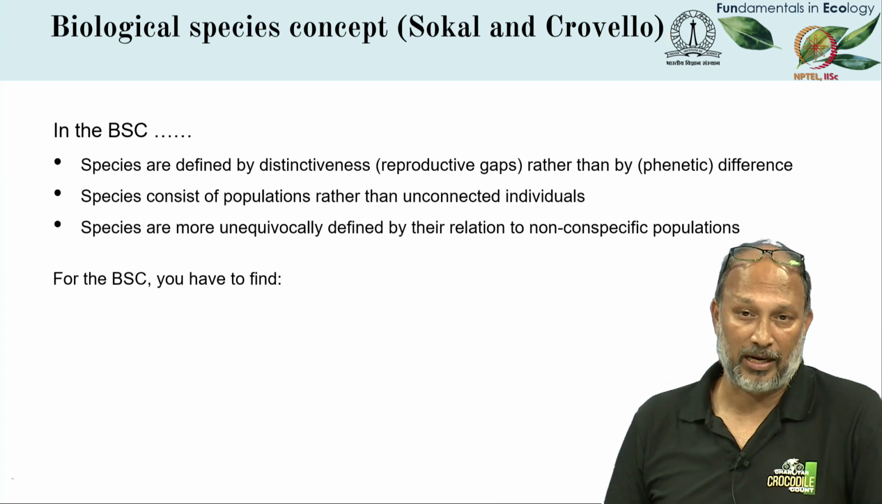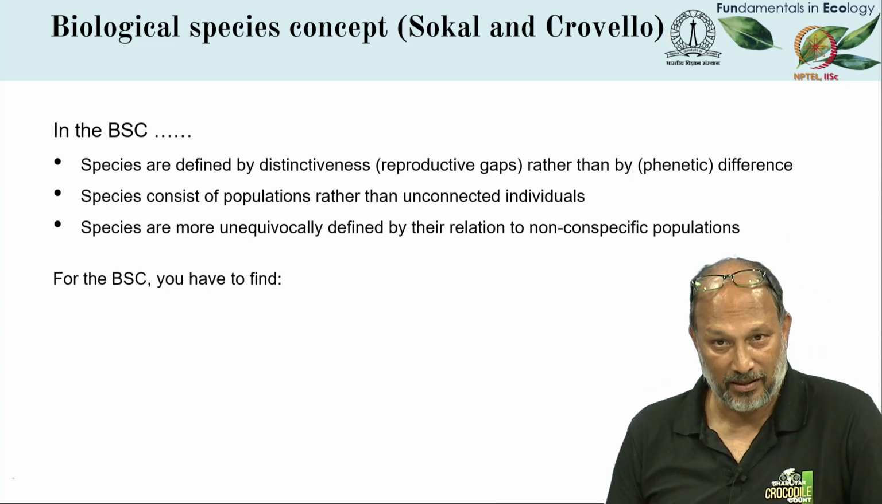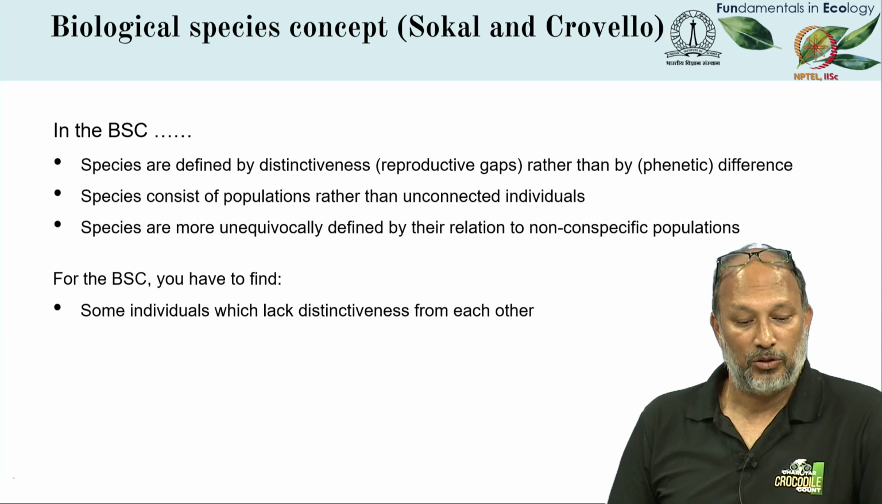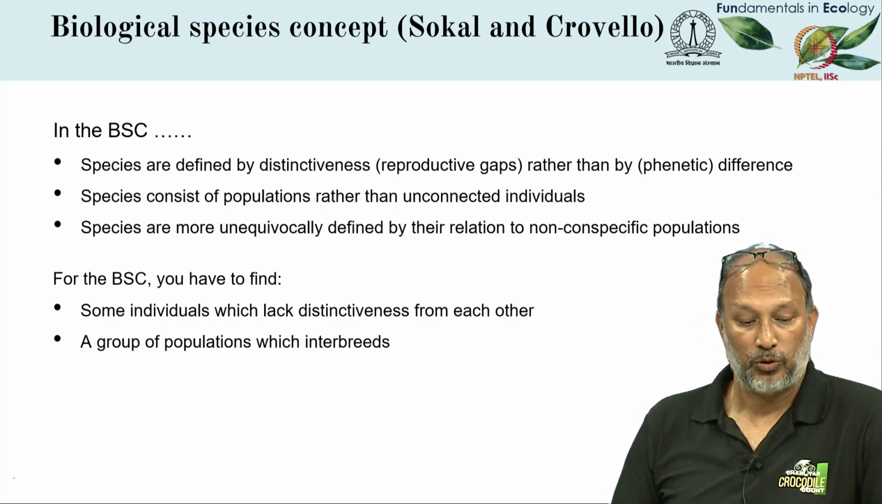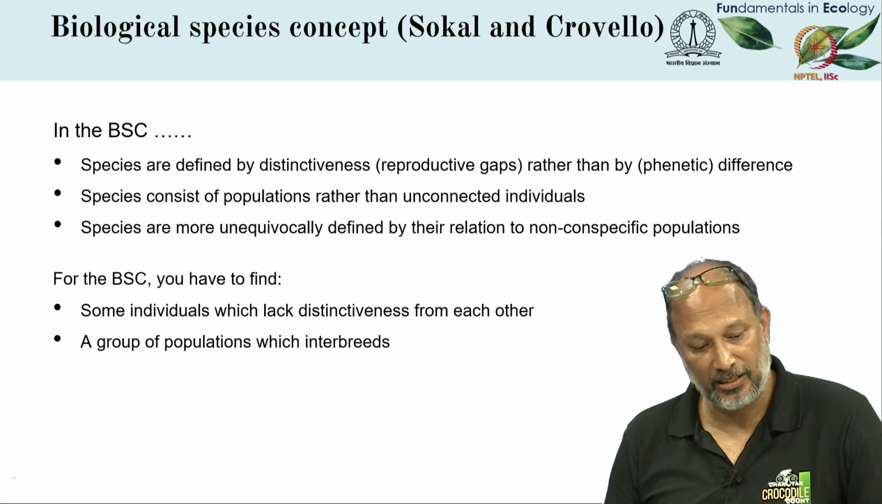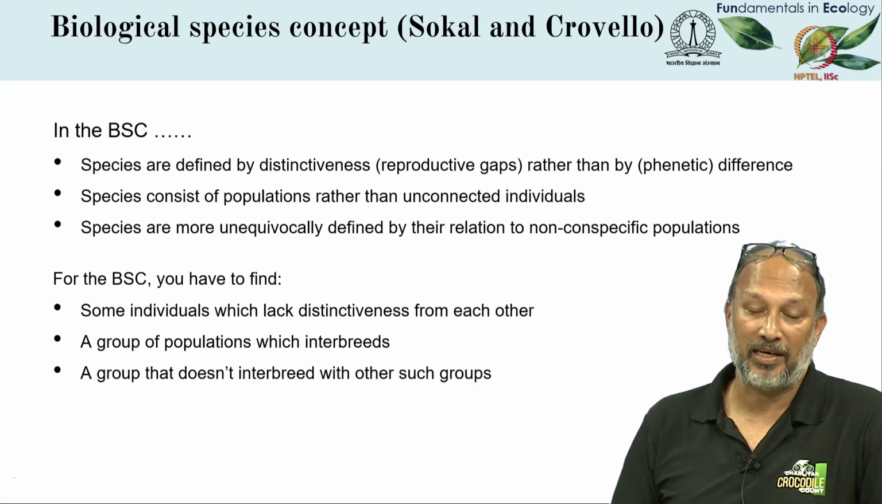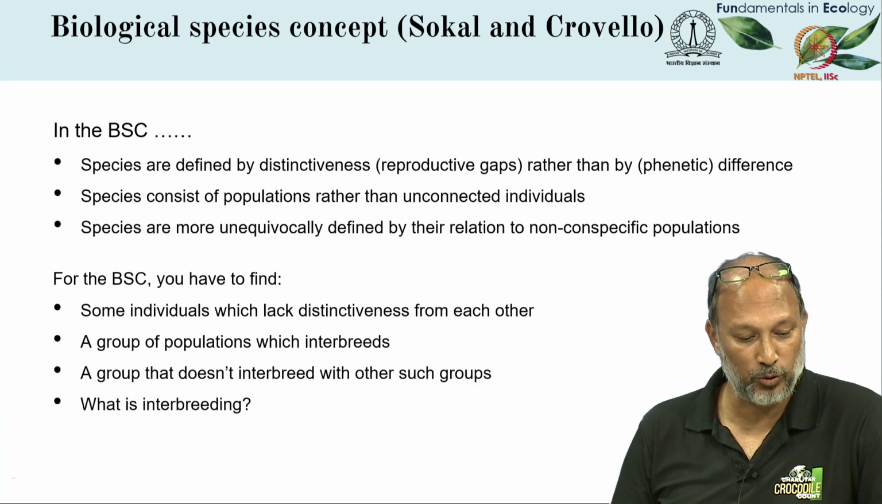But because the biological species concept is defined like this, you have to find individuals which lack distinctiveness from each other. You have to find a group of populations which does interbreed, and then you have to find a group that doesn't interbreed with other such groups.